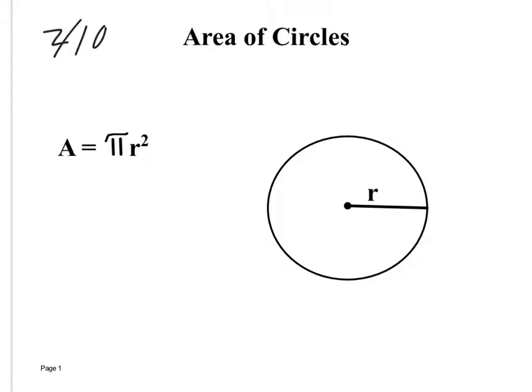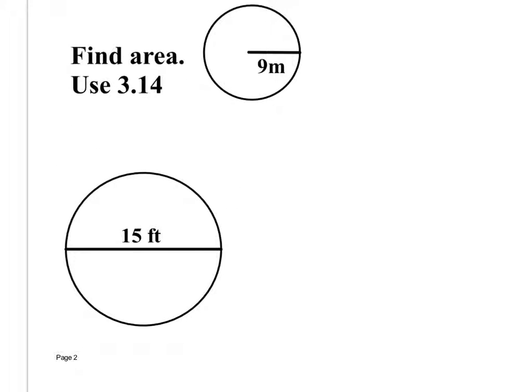So what we do is we take the radius, times it by itself, and then you times it with pi. This is not r times 2, it's r squared. So you take r times r and then times it by pi. All right, write this down.